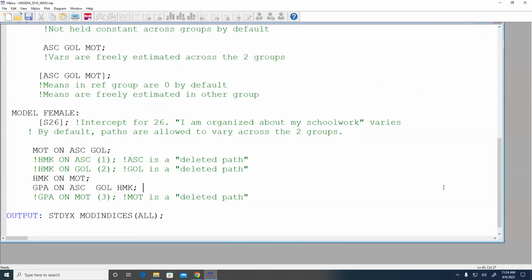None of these paths have anything to do with it. Constraining paths doesn't tell us anything about whether there are mean differences between boys and girls. We're going to look at that too, but this isn't telling us anything about that. Just about whether our causal pathways or our predictive pathways differ across the groups. Yeah?